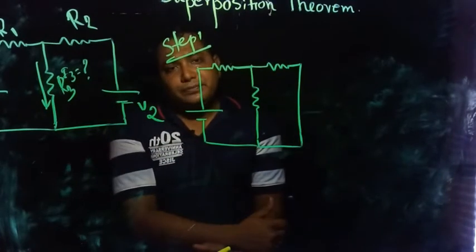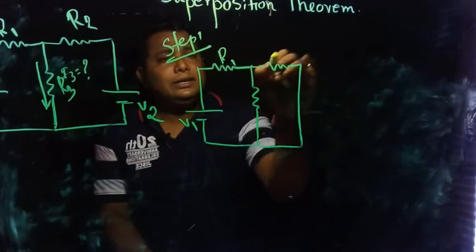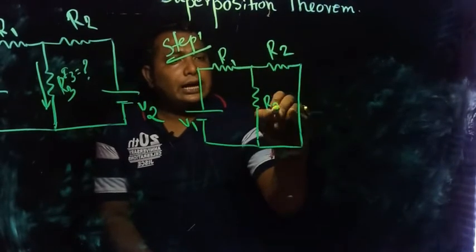Now we are going to see how to solve. This is V1 we have considered, this is R1, this is R2, this is R3, correct?